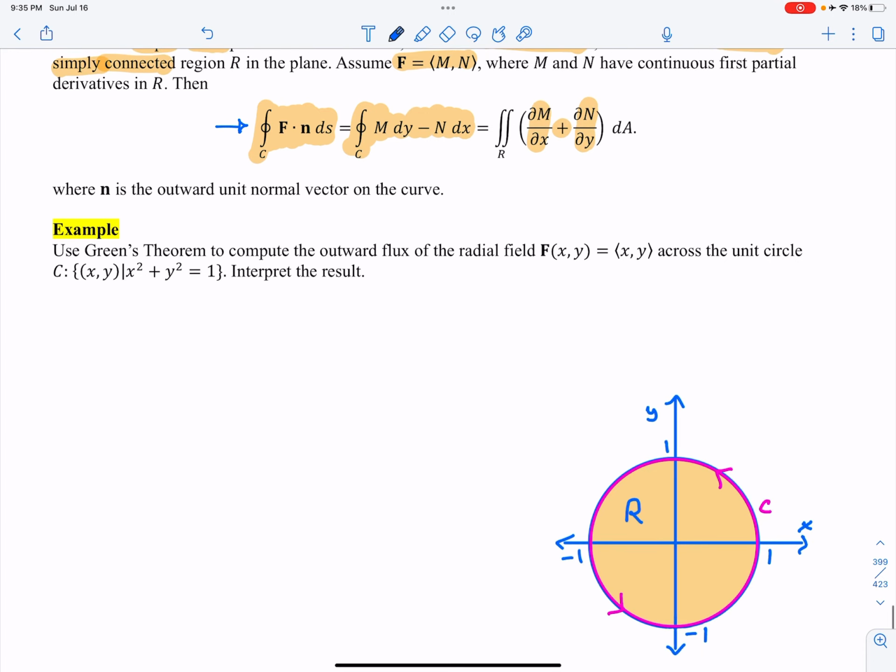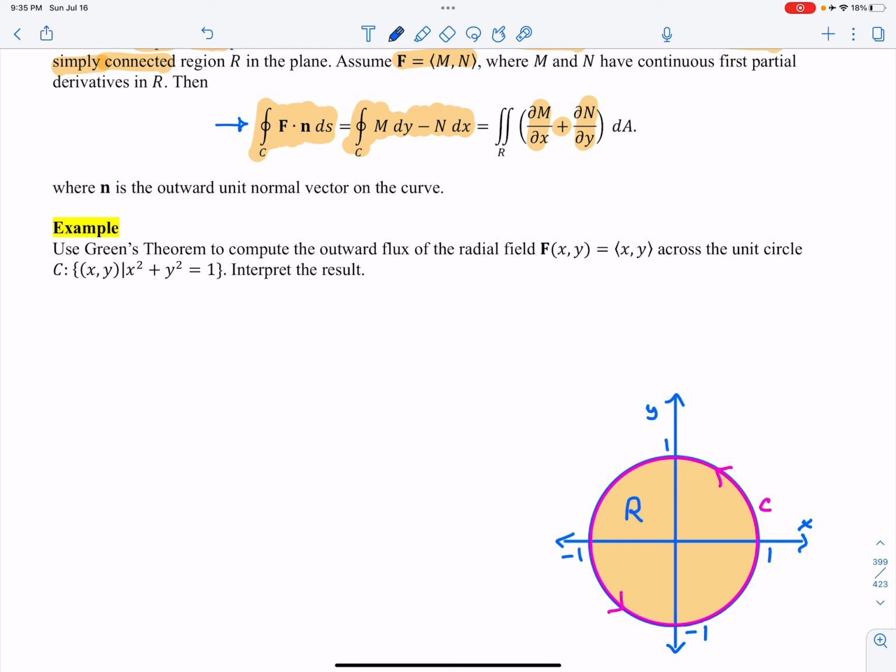So let's do an example of this. Use Green's theorem to compute the outward flux of a radial field across the unit circle, and interpret the result. A radial field, remember, is going to shoot vectors out in every single direction, and it's going to get bigger as we go out away from the origin. So let's try to use Green's theorem.